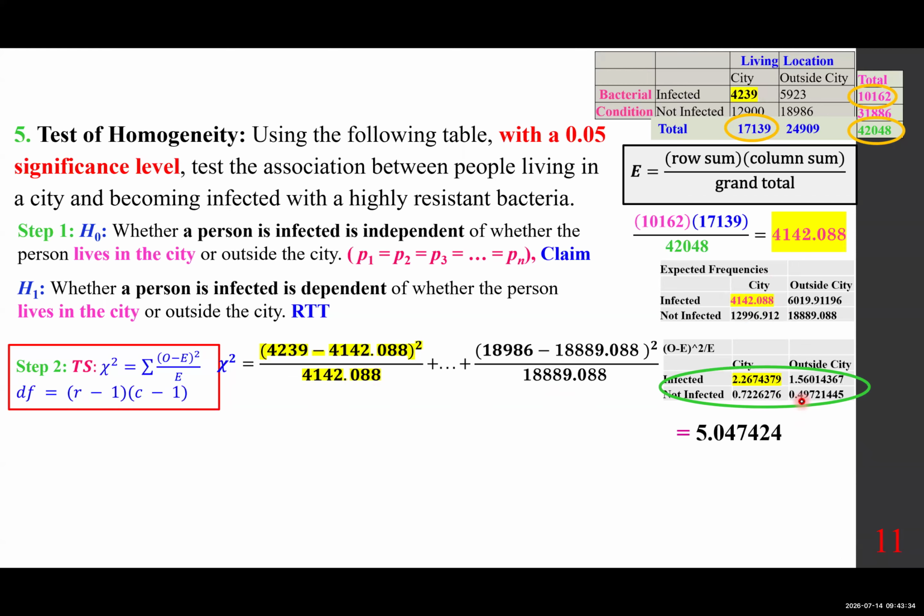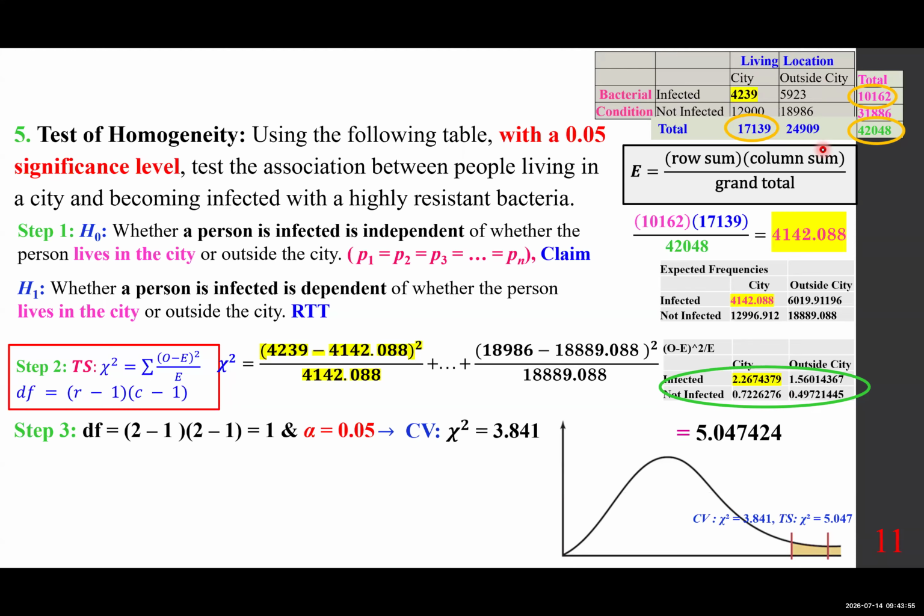Critical value, it's just like before. Alpha is 0.05. There are 2 rows and 2 columns. 2 minus 1, 2 minus 1 results in 1. And so chi-squared is 3.84. Clearly, if you were to graph this, this is the critical value, and the test statistic puts us way into the rejection region. So reject H0.